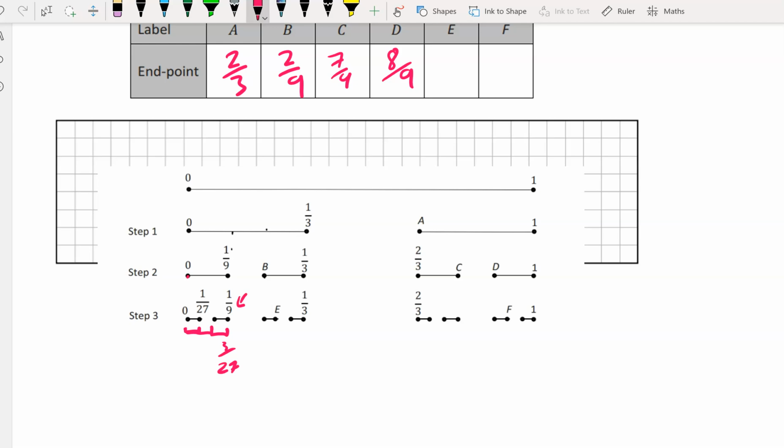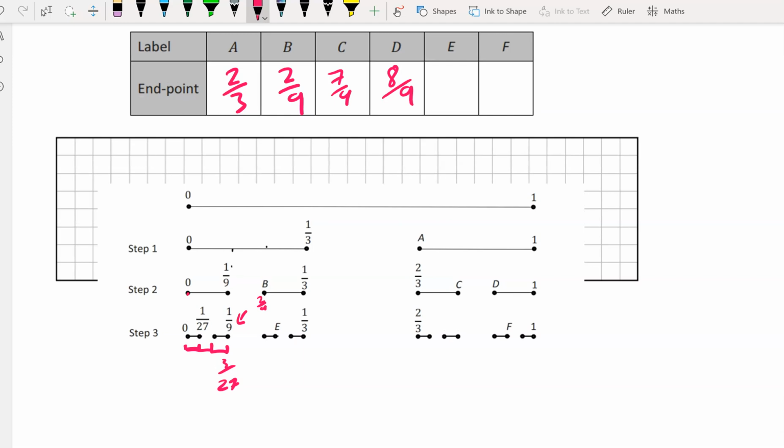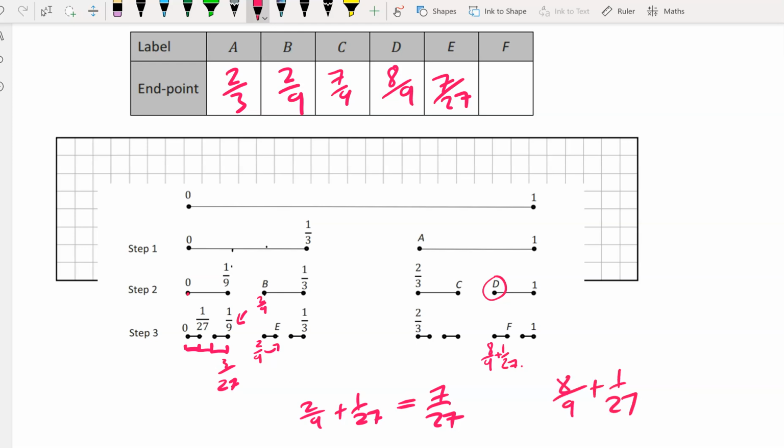So what we need to do is we have B already. B is 2 9ths. That corresponds to this point here. And we need to add on a 27th to get to E. So we do 2 9ths plus a 27th, and we get 7 over 27. So that is our point E. Remember, all the gaps here now are 1/27th. So I've got point D here, which I know is 8 9ths. If I go plus 1/27th, that'll bring me to F as well. So I need to do 8 9ths plus 1/27th, which equals 25 over 27.